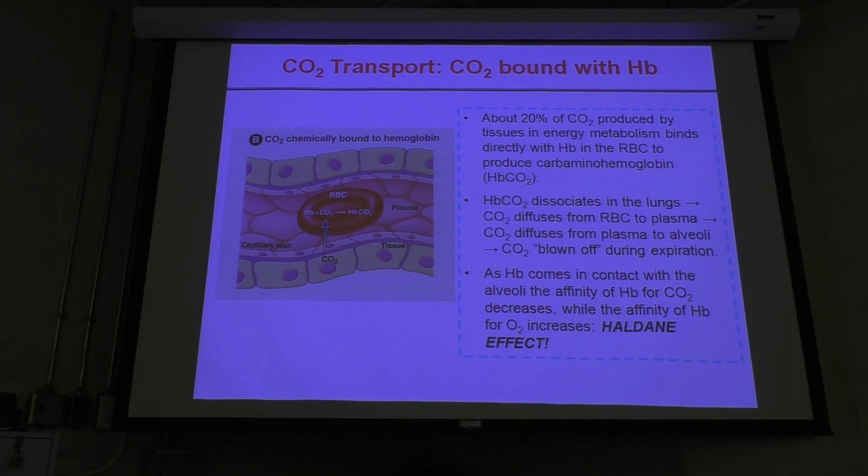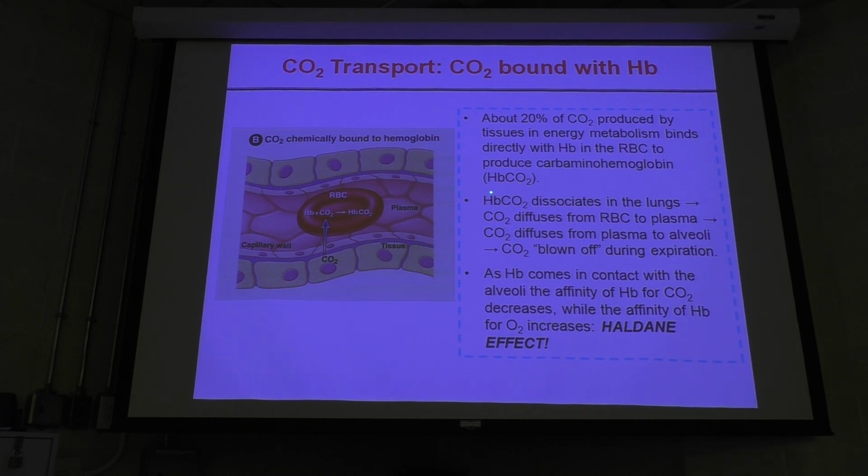Second, an important factor is the amount of carbon dioxide that's chemically bound to hemoglobin. So about 20% of carbon dioxide produced by metabolism binds directly to hemoglobin in the red blood cells. So you can see that carbon dioxide will bind to hemoglobin, producing this carbaminohemoglobin molecule. This carbaminohemoglobin molecule will dissociate in the lungs, so basically it'll transport from the veins to the lungs.